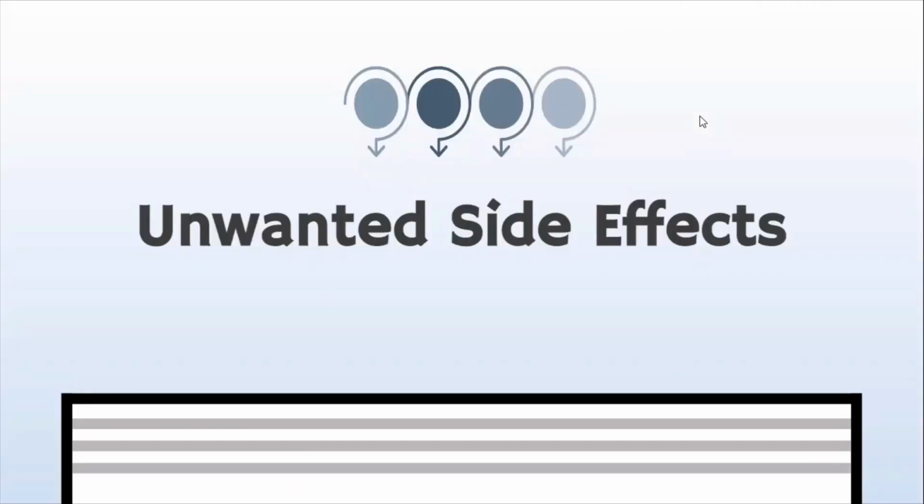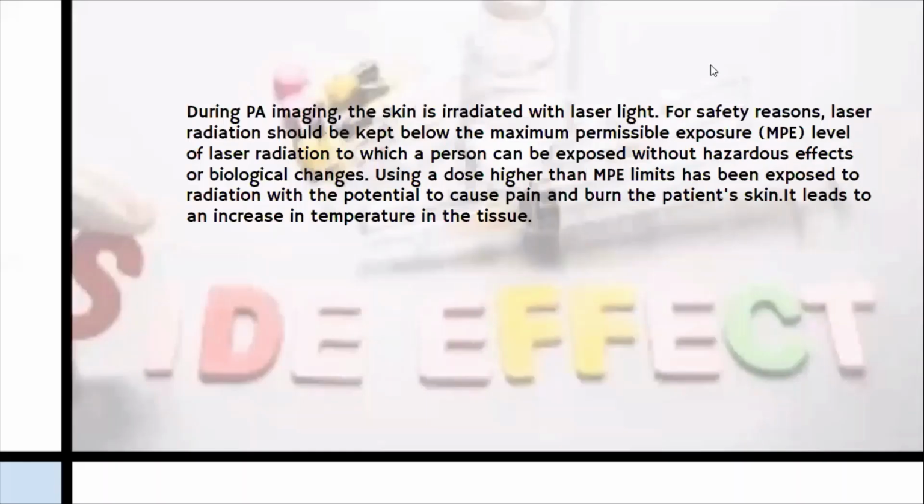Unwanted side effects. During PA imaging, the skin is irradiated with laser light. For safety reasons, laser radiation should be kept below the maximum permissible exposure, the level of laser radiation to which a person can be exposed without hazardous effects or biological changes. Using a dose higher than MPE limits exposes the patient to radiation with the potential to cause pain and burn the patient's skin. It leads to an increase in temperature in the tissue.